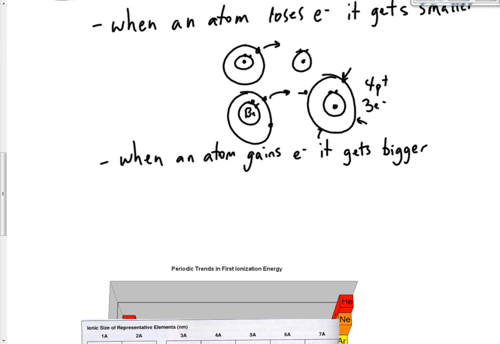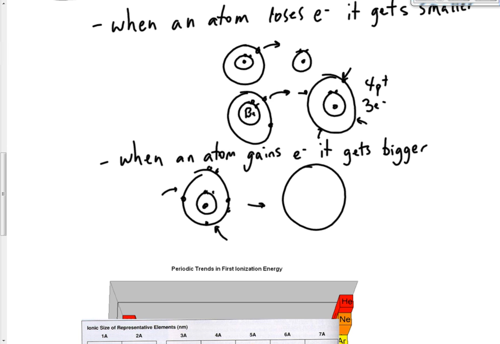Okay, and for the same kind of reason, let's say we're looking at oxygen. It has 6 valence electrons. If it adds 1 or 2 more, it's going to get bigger. The reason is, let's draw on this real quick. If we're looking at oxygen, it now has 9 electrons and only 8 protons. So those 8 protons can't pull on those 9 electrons like they were able to pull on the 8.